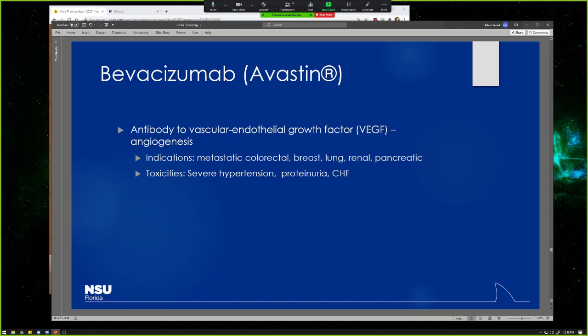This one's really interesting because its effects on angiogenesis can actually affect your blood pressure, right? So maybe by affecting growth of new capillaries or something like that, it can cause severe hypertension, CHF, and proteinuria. So kind of an interesting set of side effects based on how it's actually working there.